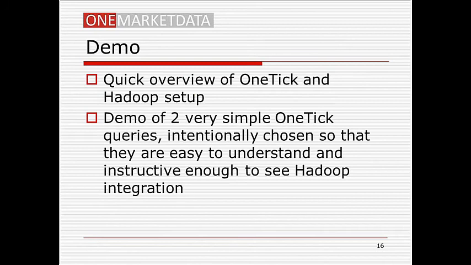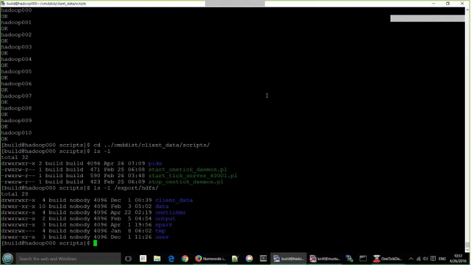And now to the demo. I will show a quick overview of our setup and configuration, and we'll run a couple of very simple and easy to understand OneTick queries that nonetheless illustrate very well the OneTick Hadoop integration. So in this particular setup, we have 11 nodes: the main one called Hadoop 000 and 10 additional ones called Hadoop 001 through Hadoop 010.